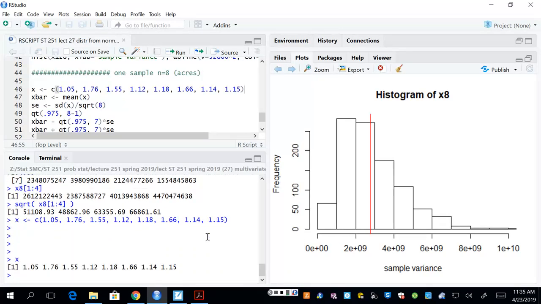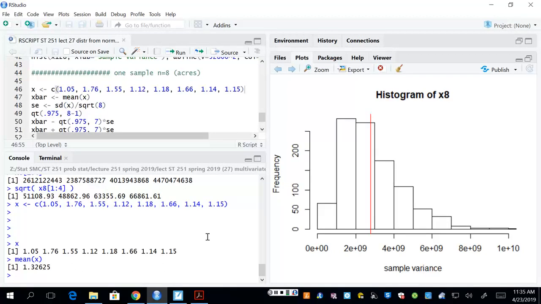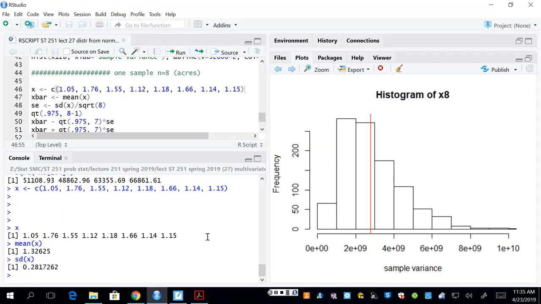here's the actual x values. X bar is the mean, 1.32. The theory, the hypothetical thing that I got off of Wikipedia describing the eastern cottontail range, said 1.4 as an average acre. Right? It's based on a scientific study that's quoted there. The standard deviation of those values is 0.28.